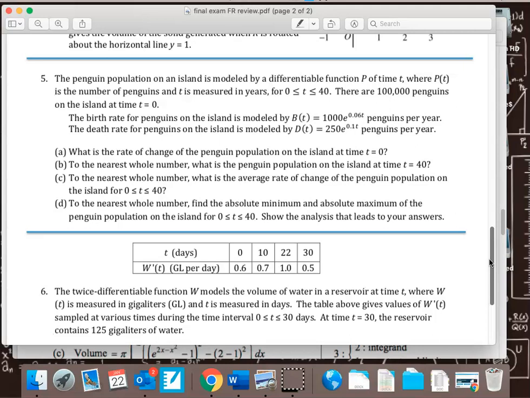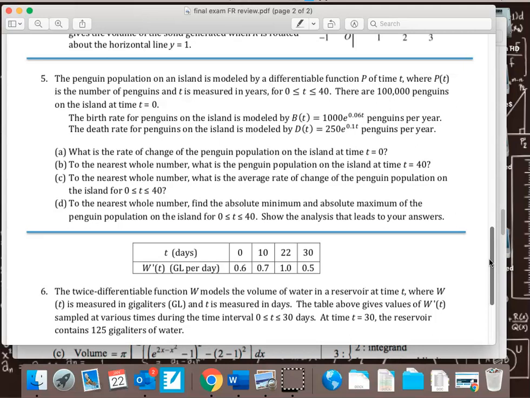So the penguin population on an island is modeled by a differentiable function P of t. P is the number of penguins. t is time in years over a period from 0 to 40 years. At time 0, there are 100,000 penguins on the island. The birth rate is modeled by B of t, and the death rate is modeled by D of t. Penguins are born, penguins die.